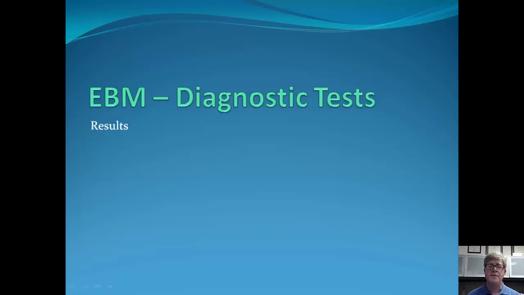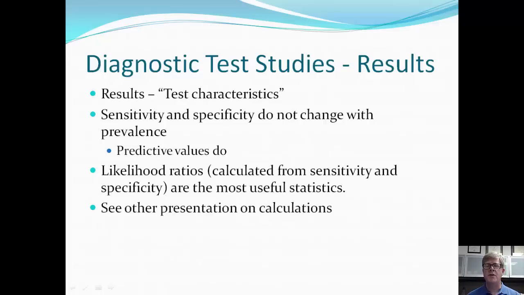So for results, diagnostic test studies produce results called test characteristics: the sensitivity, specificity, positive and negative predictive value, likelihood ratios for a positive test and a negative test, and an area under the curve determination from a receiver operating characteristic curve. There are all sorts of test characteristics that we can look at. Remember that sensitivity and specificity do not change with prevalence. That should be something drilled into your mind. And that means that we can't rely as much on predictive values to be able to understand this.